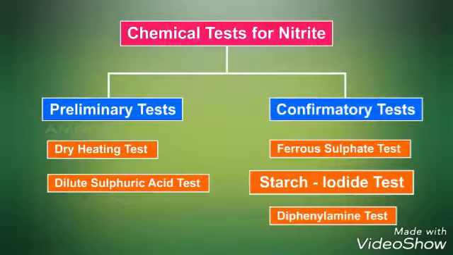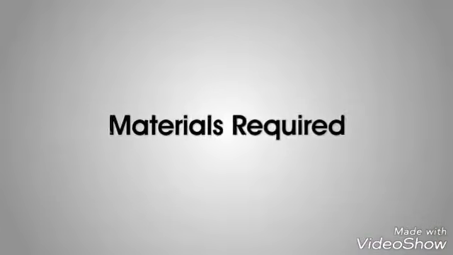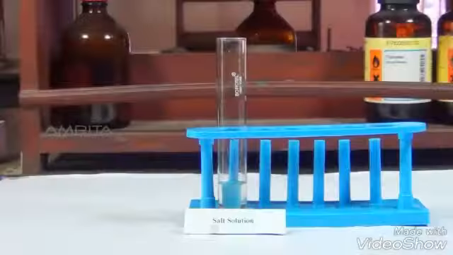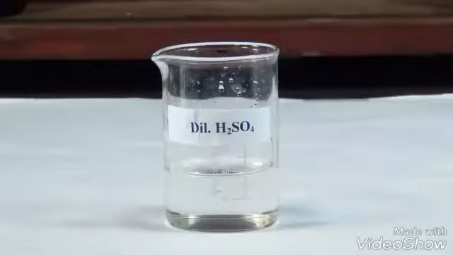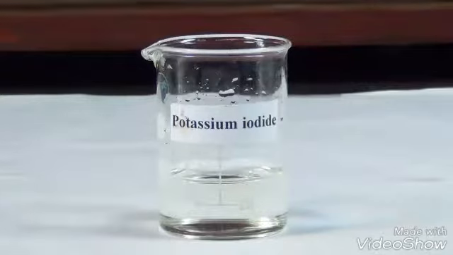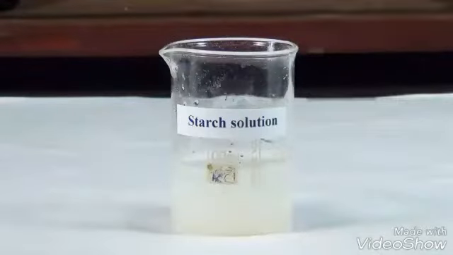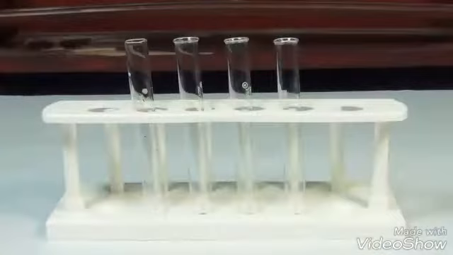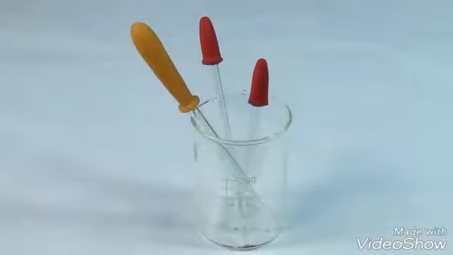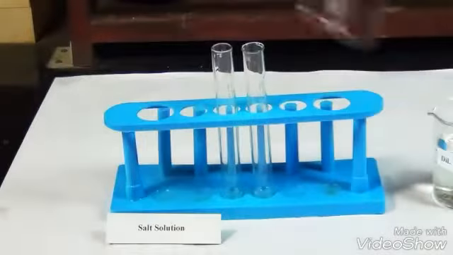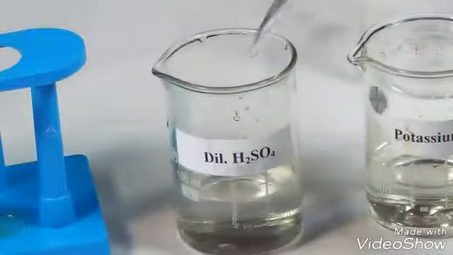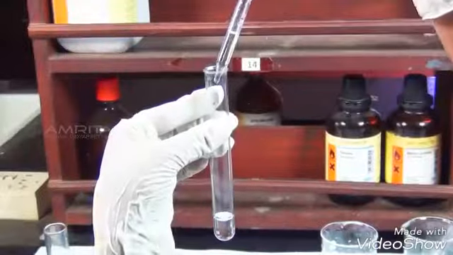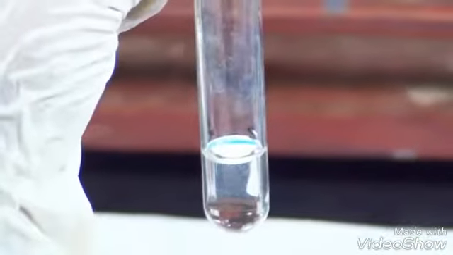Starch iodide test. Materials required: aqueous solution of the salt, dilute sulfuric acid, potassium iodide solution, freshly prepared starch solution, test tube and droppers. Procedure: take a small portion of aqueous solution of the salt in the test tube. To this, add a small amount of dilute sulfuric acid using a dropper.